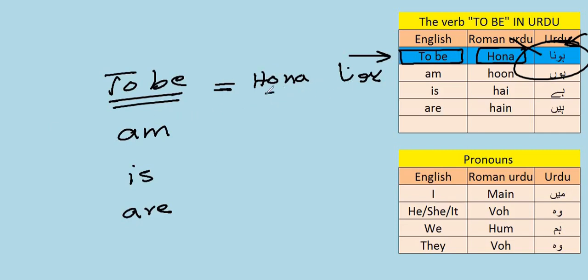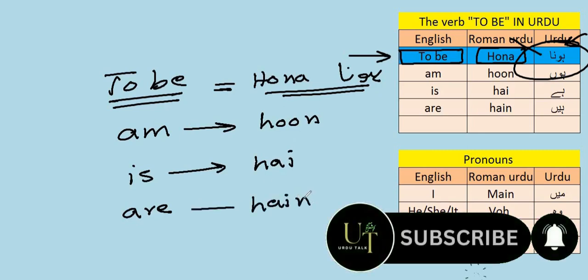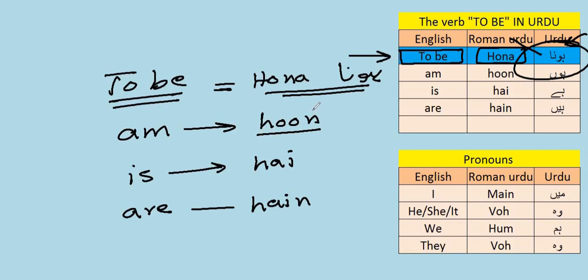Now, as we use am, is, and are from to be, similarly from hona we use hoon for am, then hai for is, and hain for are. The first one, am, is hoon. We cannot pronounce it as a plain n; the n is almost silent here, or rather not silent, basically we pronounce it with a nasal sound.